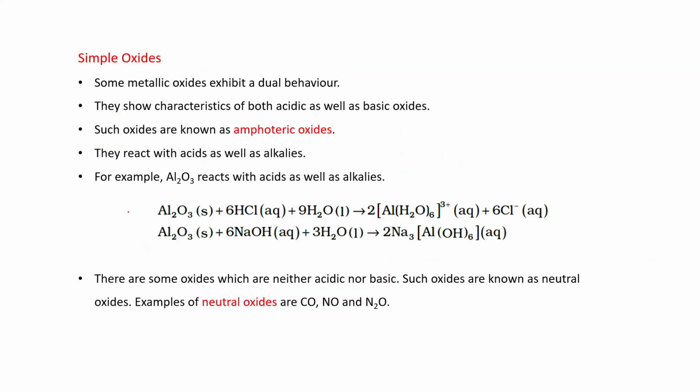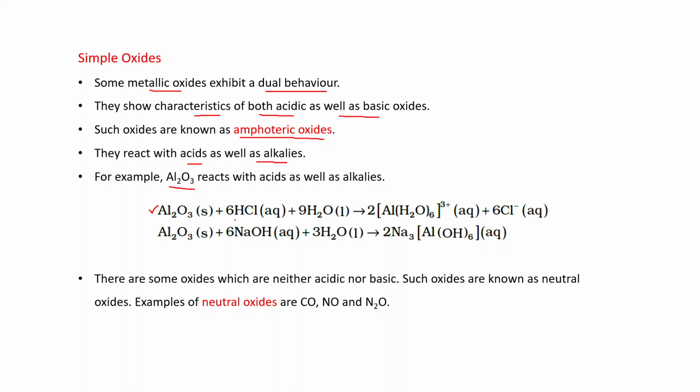But some metallic oxides exhibit a dual behavior. It means they show characteristics of both acidic as well as basic oxides, and these oxides are known as amphoteric oxides. They react with acids as well as alkalis or bases. For example, aluminium oxide. You can see this reaction.